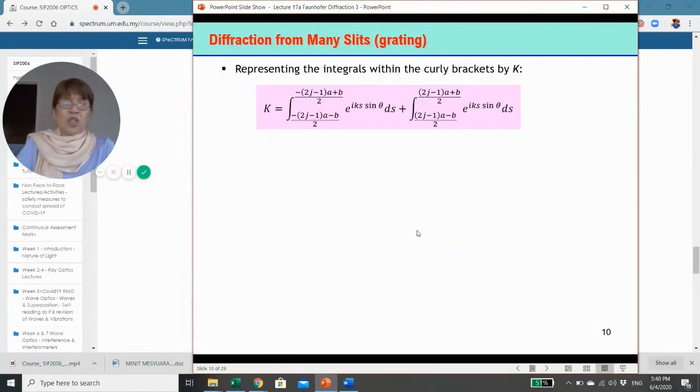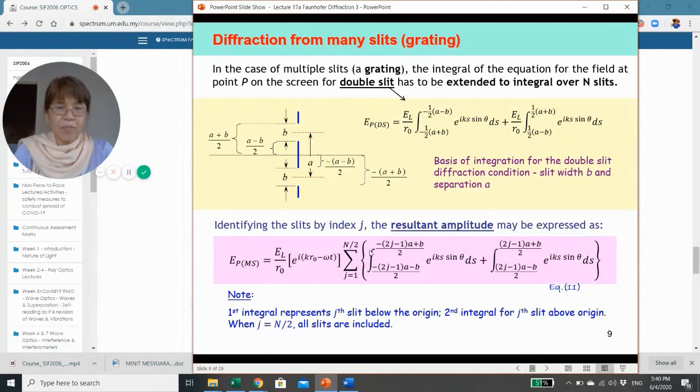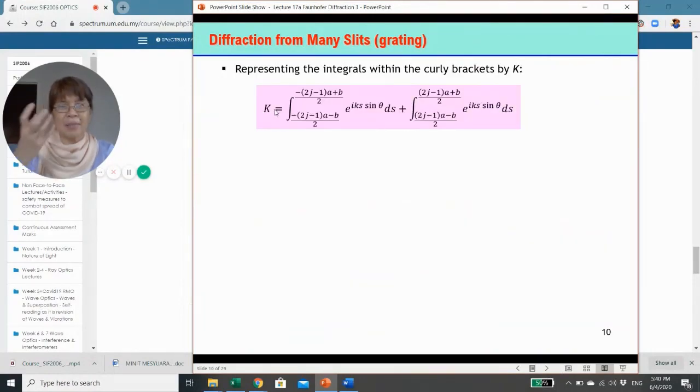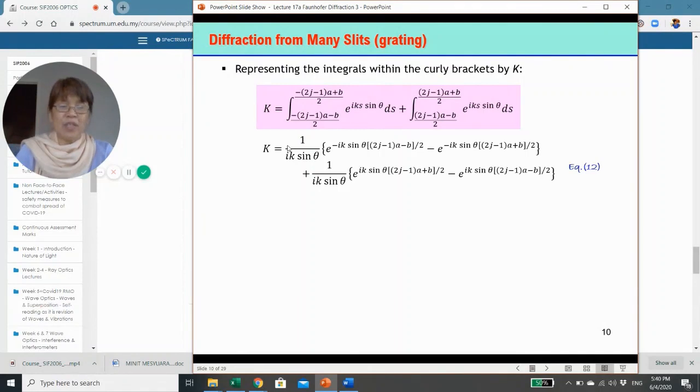Now, if we were to represent the term here within the curly bracket by a symbol k, to make it easier, we just focus on that. So we then expand this integral. This is what you're going to get. So we integrate the exponential, you have 1 over ik sine theta, exponential, substitute this inside for s, and you do it for the other terms. So you have equation 12.